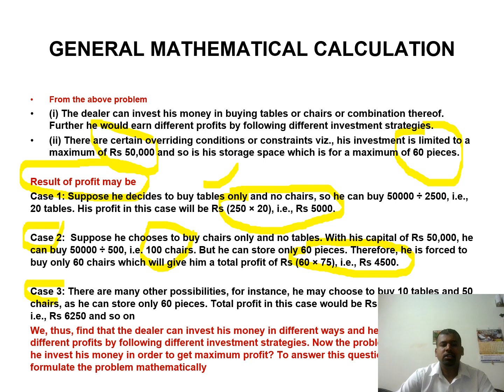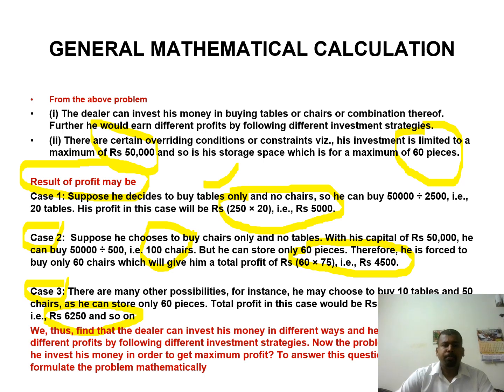Third, we can see different permutations and combinations. Since the condition is that 50,000 is the investment, and the maximum storage of tables and chairs is only 60 pieces, you can go for different combinations. Either 10 tables and 50 chairs, 20 tables and 40 chairs, 30 tables and 30 chairs, like that. A different combination may exist. If I consider only 10 tables and 50 chairs, then the profit is about 6250. So this is the maximum output based on the problem we are attaining.